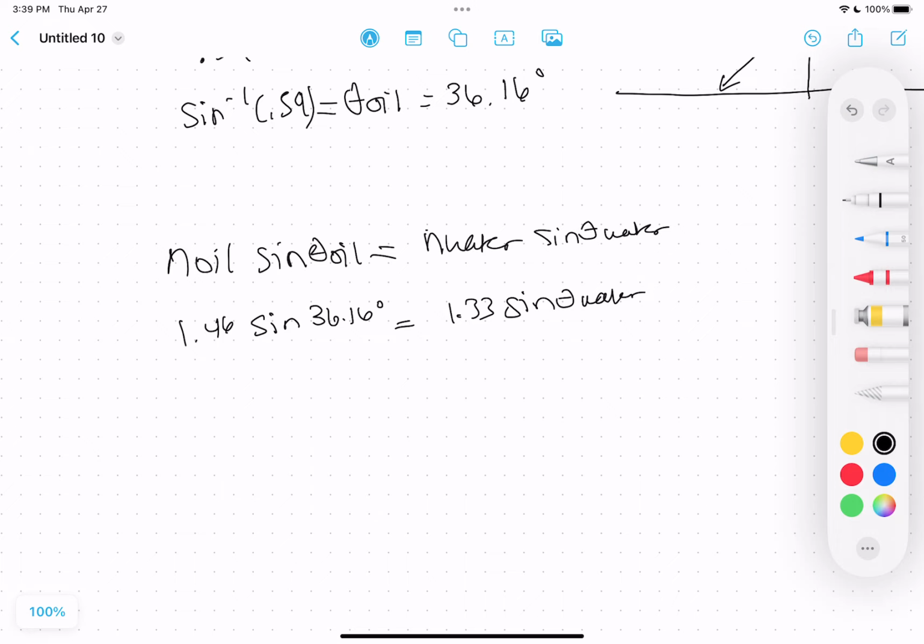Go ahead. Real quick for the next question. Is this find critical? I just want to make sure because I know I have to put this side. Find a critical angle. What is this side? Yeah, so this is, I think so.